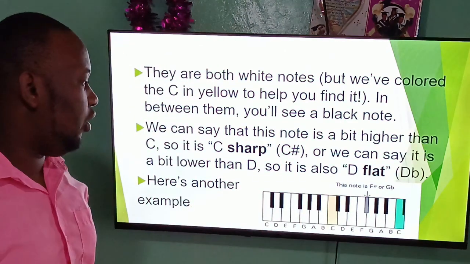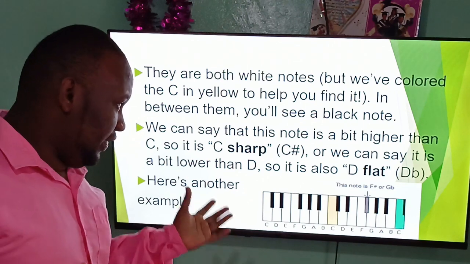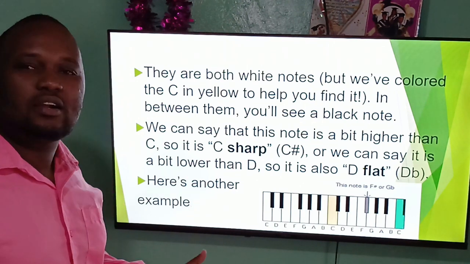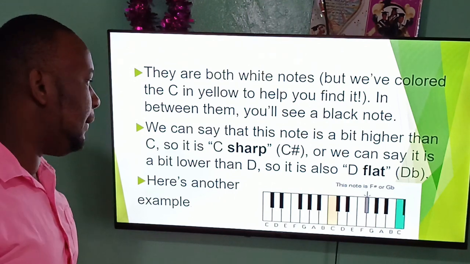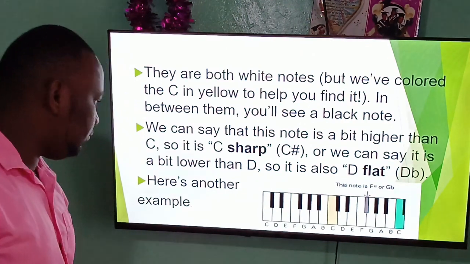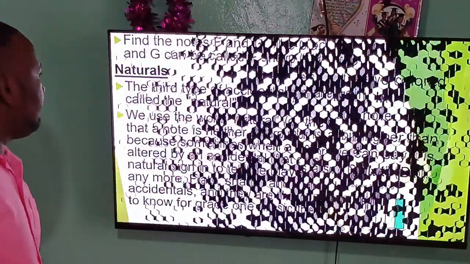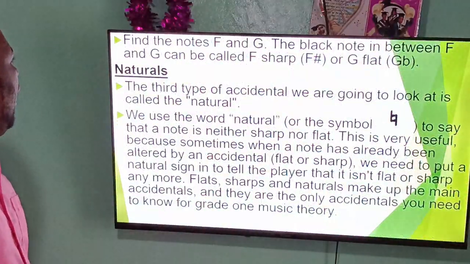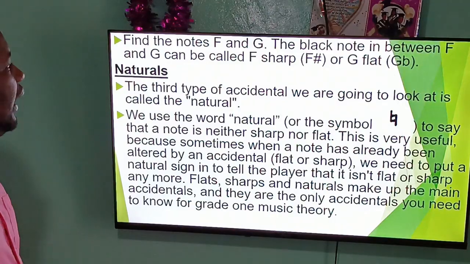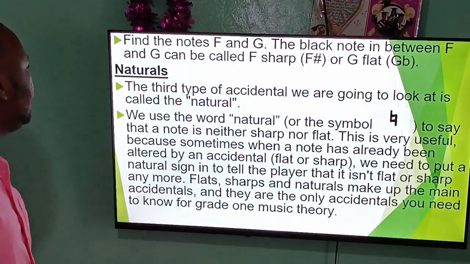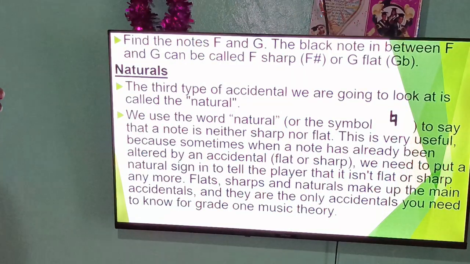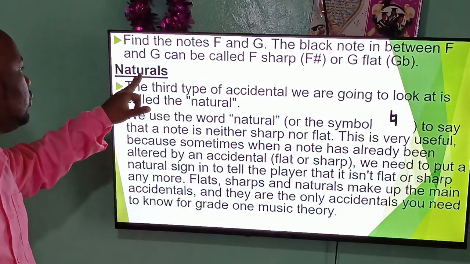The F sharp and the G flat are called enharmonic equivalents because they are at the same pitch. The black note in between F and G can be called F sharp or G flat. Having discussed that, we can now go to naturals.